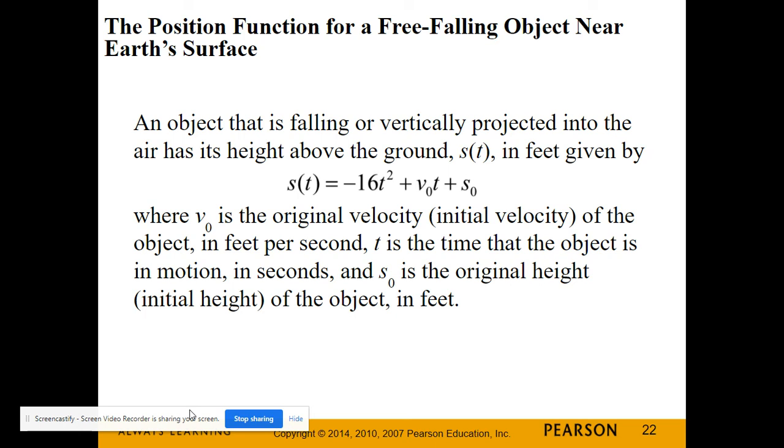Okay, the third part of the objective is now adding some context to this. So the position function for a free-falling object near Earth's surface. An object that is falling or vertically projected into the air has its height above the ground, s of t in feet, given by that function. s of t is equal to negative 16t squared plus v sub 0 t plus s sub 0, where v sub 0 is the original velocity or the initial velocity of the object in feet per second, t is the time that the object is in motion in seconds, and s sub 0 is the original height of the object in feet.